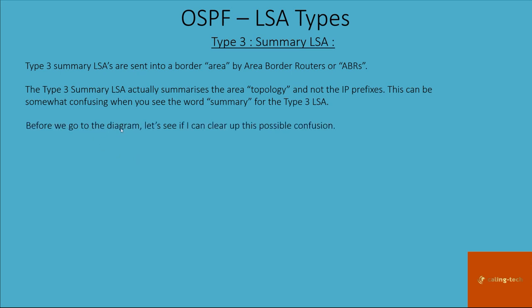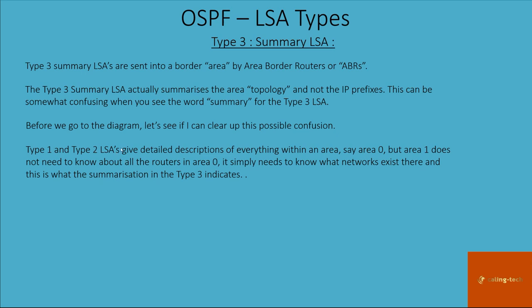Before we go to the diagram, we'll see if I can clear up what I'm on about with the above statement. Type 1 and type 2 LSAs give detailed descriptions of everything within an area. So let's say area 0 for an example. But area 1 doesn't need to know about everything in area 0, like the routers. It just needs to know what networks exist there, and that is what this summarization in the type 3 indicates. Now it may sound a little bit complicated, but on the next slide we'll start to go through the process from a high level.